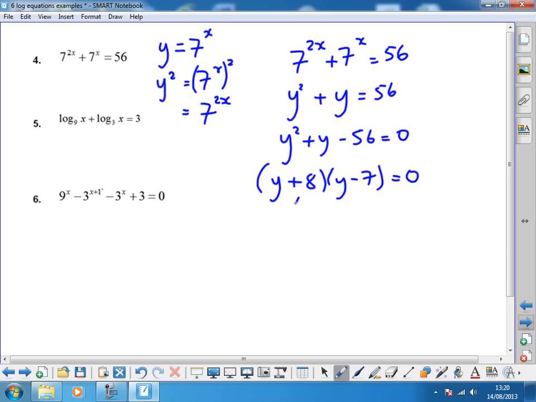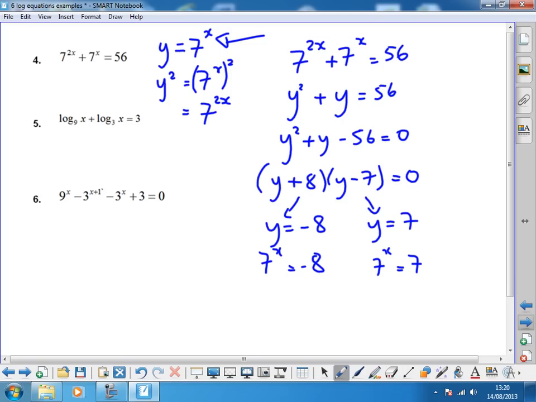Okay, so y is minus 8 or y is 7. But don't forget, there was no y in this original question. I made that up. I put 7 to the x as y just to help me to solve it. So better go back and actually replace y with 7 to the x.